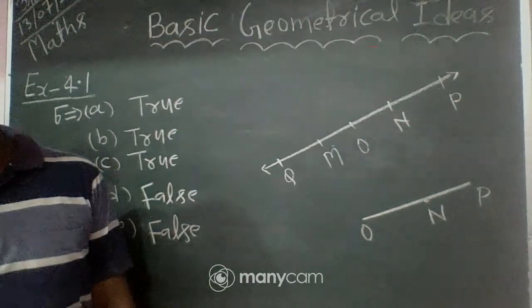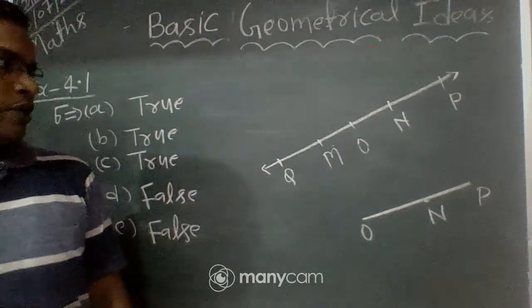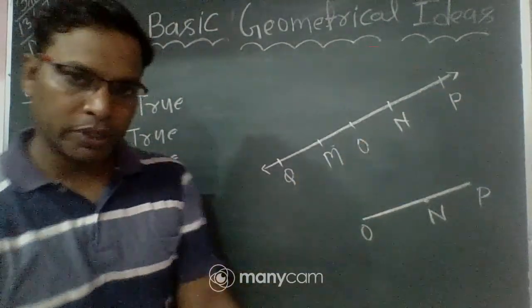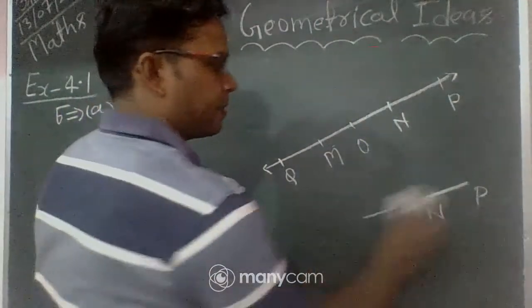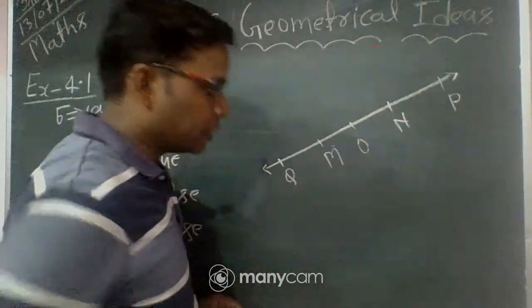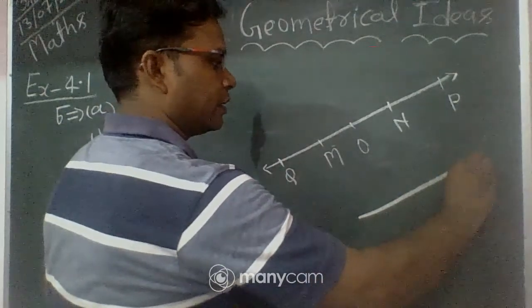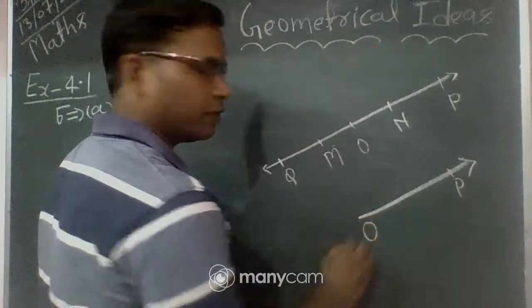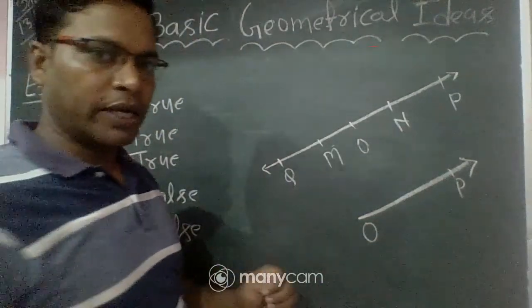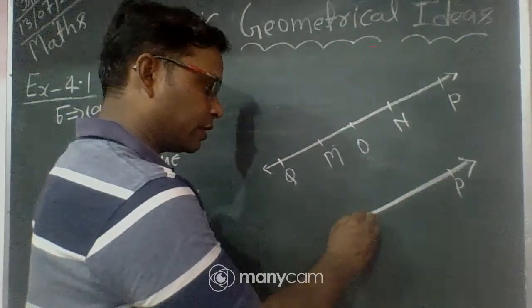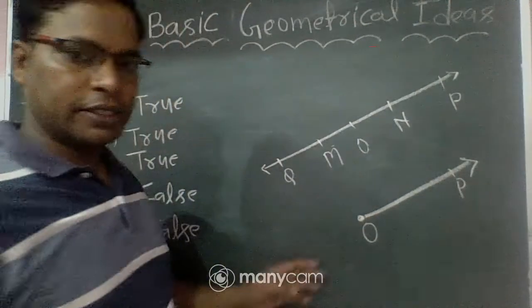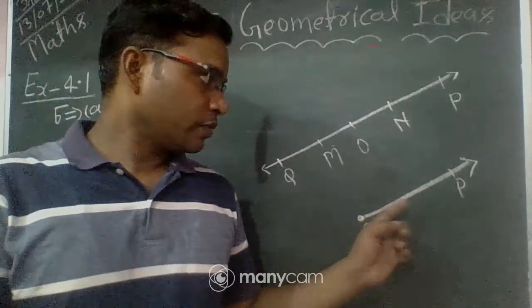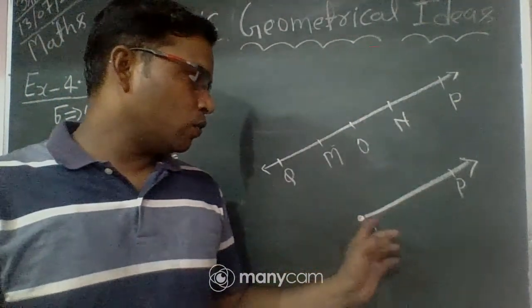F part. M is a point on ray OP. M is a point of ray OP. So let's see where is ray OP. This is the ray. In a previous video, we defined ray. What is a ray? A ray has one endpoint. Okay. This is clear. This is a ray. So this is ray OP.